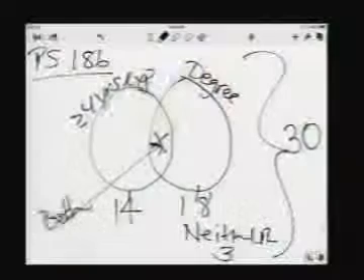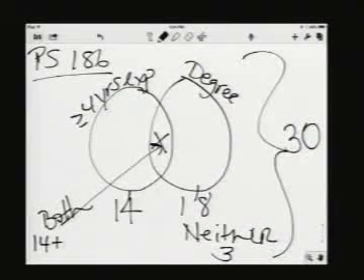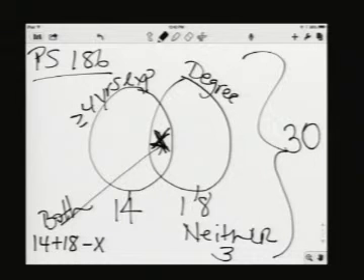So we take our 14, we add our 18, and we remember that the 14 and 18 include the people that overlap. They include these people in the middle that have both, which means we need to subtract them out one time because we don't want to count those people twice. Then we include the people who have neither, and that should equal our total number of applicants, in this case 30. From this point it's just an algebraic equation with one variable. We add up 14 and 18 and add 3. We get 35. We have 35 minus X gives us 30.